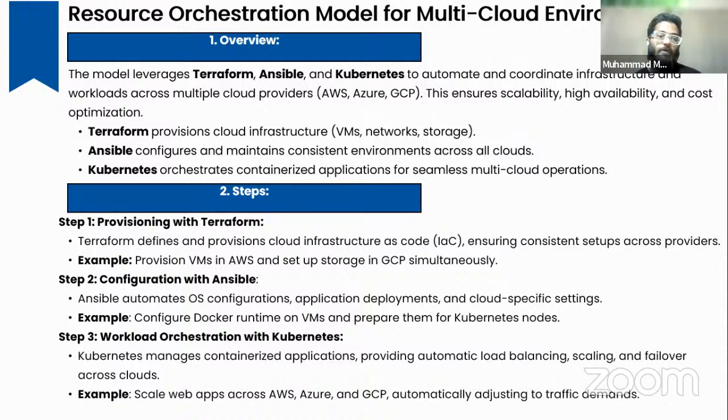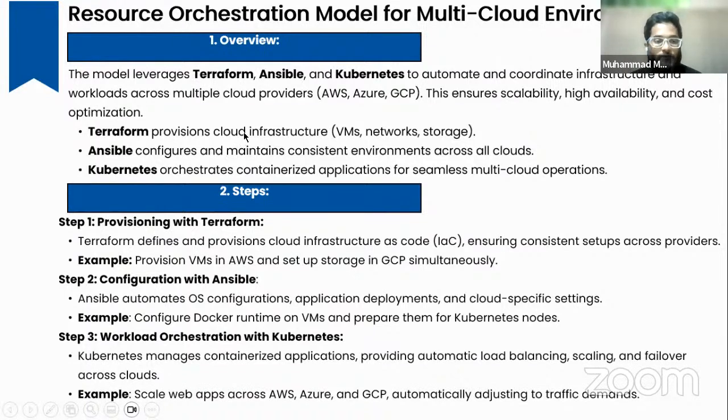The overview of this model: it leverages Terraform, Ansible, and Kubernetes to automate and coordinate infrastructure and workload across multiple cloud providers like Azure, AWS, GCP, and many others. This ensures scalability, high availability, and cost optimization. So the steps will be provisioning with Terraform, as I mentioned in the earlier slide. Terraform helps us to provision the infrastructure using infrastructure as code.